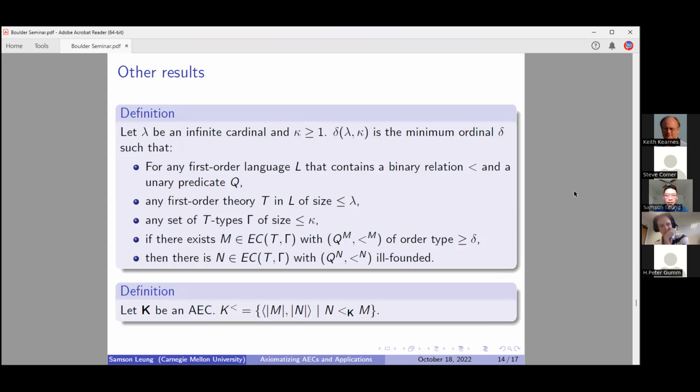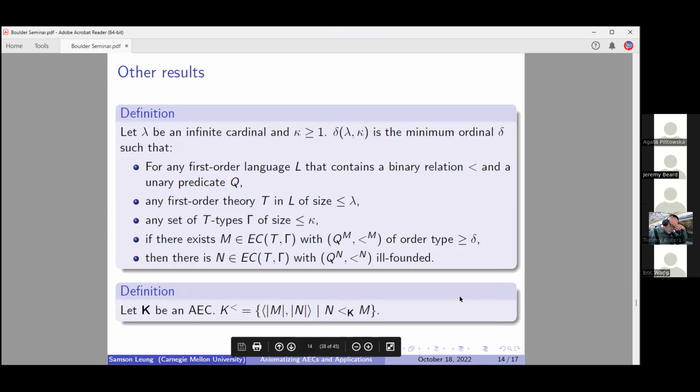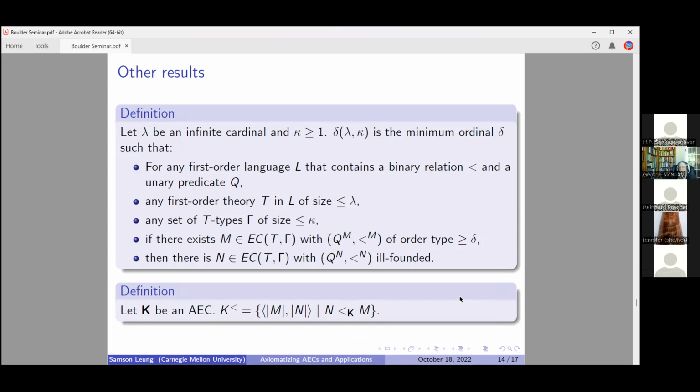And that's another definition I need to do: for each AEC K, we can define an induced class, K less than. So what I'm doing is just listing a pair of models, so it's basically like I2, but here I'm just considering it as another class. With these two definitions, I can state Shelah's original result.